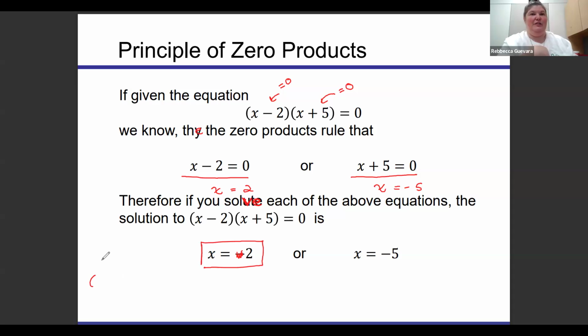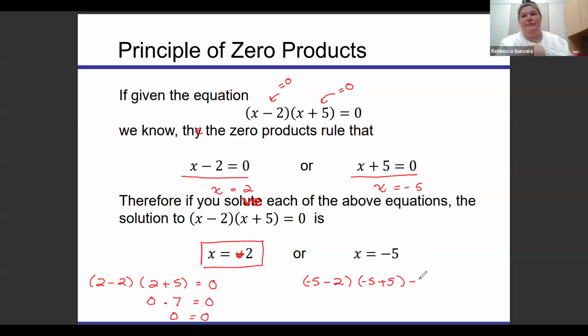So let me do the first one here. If my x were 2, this is just what we're seeing. So this is how we know it's a solution. We get 7 times 0 equals 0. Yep, that's why it's a solution. If x is -5 instead, we'll have -7 times 0 equals 0. Once again, 0 equals 0.